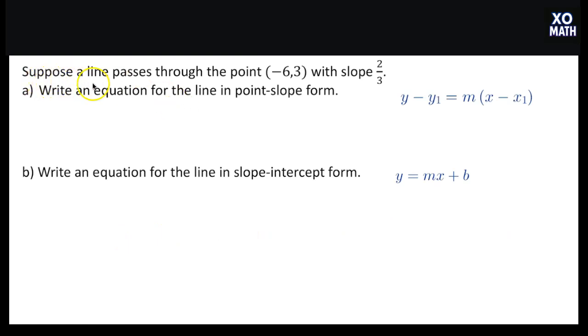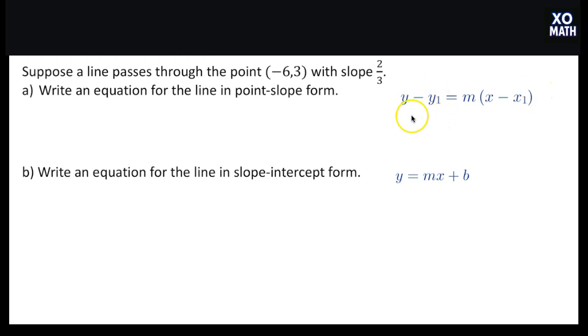In this example, suppose a line passes through the point (-6, 3) with slope 2/3. Part A, write an equation for the line in point-slope form. Part B, write an equation for the line in slope-intercept form.